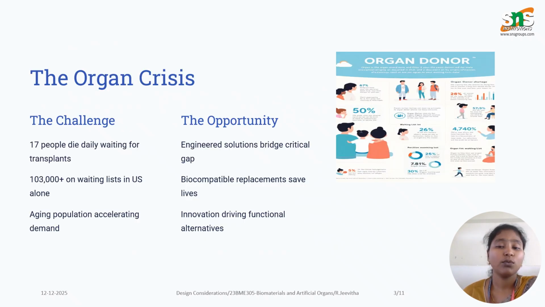Now, let us understand why artificial organs are in higher demand. Every day around the world, many patients die because they do not receive organ transplants on time. For example, more than 17 people die every single day waiting for an organ. So, as people age, organs fail more frequently and the demand for replacement organs increases. This situation creates a huge challenge but also an opportunity. Engineered solutions such as artificial organs and bioengineered tissues help us bridge this gap.